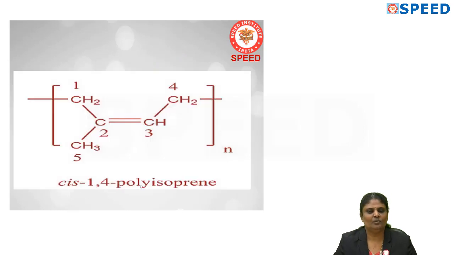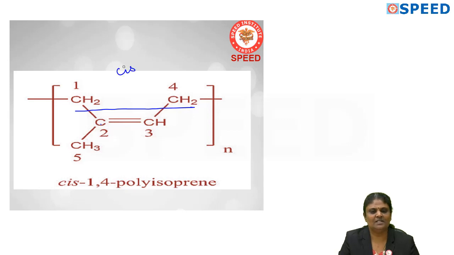And then this is cis-1,4 polyisoprene. So here, you take this C=C, the CH2 is present like this. So this is cis. You number starting from this one, 1, 2, 3, 4. So the linkage is formed either at the first carbon atom or the fourth carbon atom. That is why this is called cis-1,4 polyisoprene.